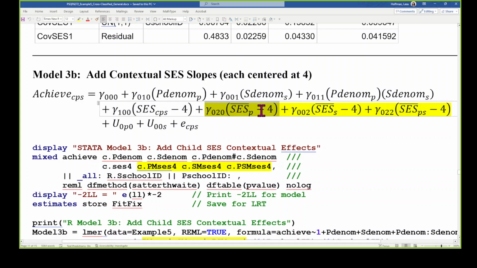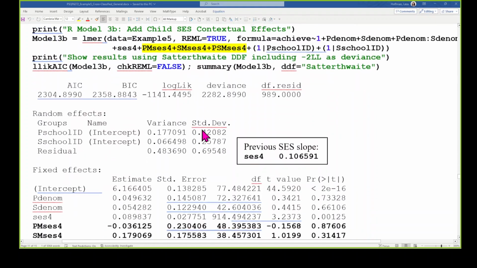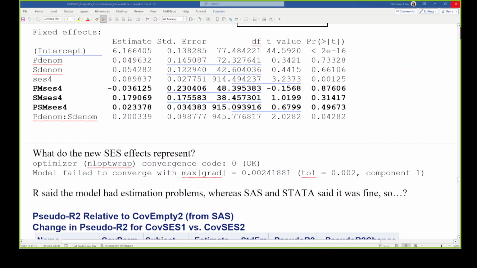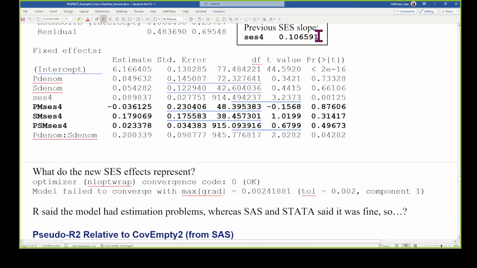So I'm adding in the contextual effect of mean SES across the primary school, mean SES across the secondary school, and then the unique combination of the two. So 3 different kinds of contextual effects in this case. Survey says the previous student SES slope was 0.11-ish. It's now 0.089, so it's very close, but it was too high before because it looks like there is a positive bias being created by the contextual effect of the secondary.